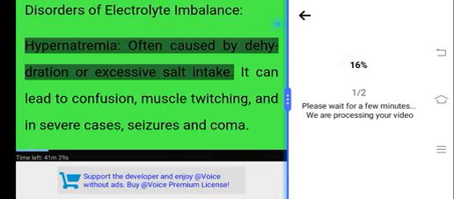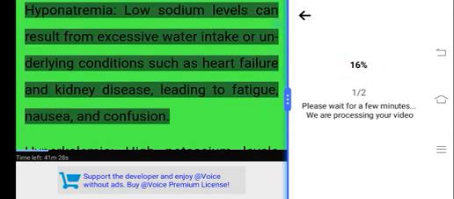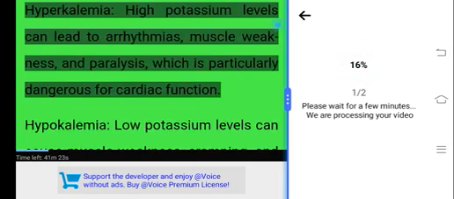Disorders of electrolyte imbalance. Hypernatremia, often caused by dehydration or excessive salt intake. It can lead to confusion, muscle twitching, and in severe cases, seizures and coma. Hyponatremia. Low sodium levels can result from excessive water intake or underlying conditions such as heart failure and kidney disease, leading to fatigue, nausea, and confusion.